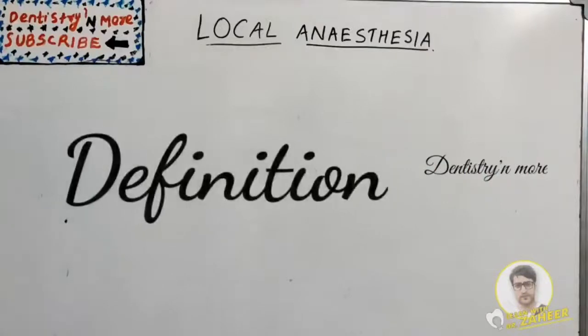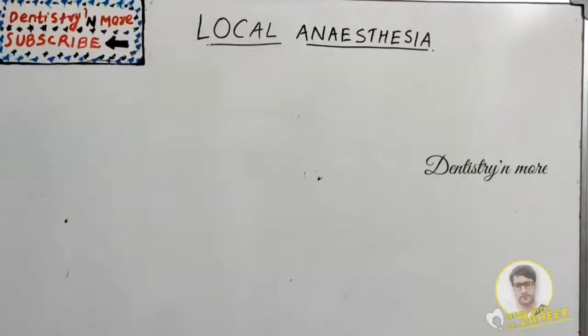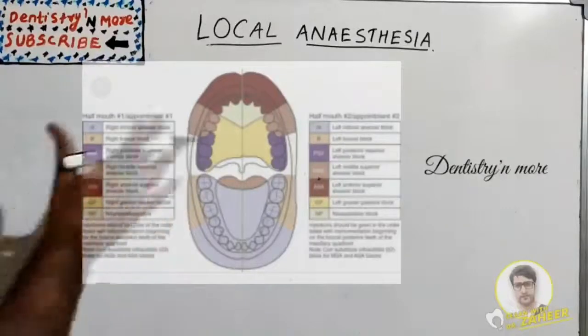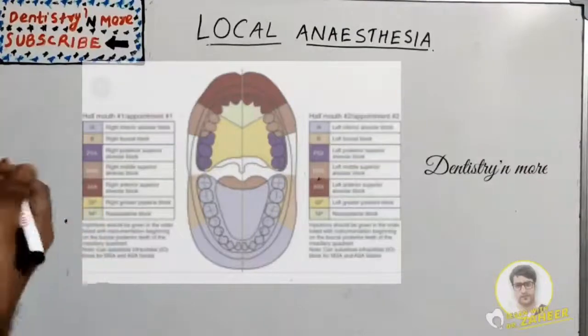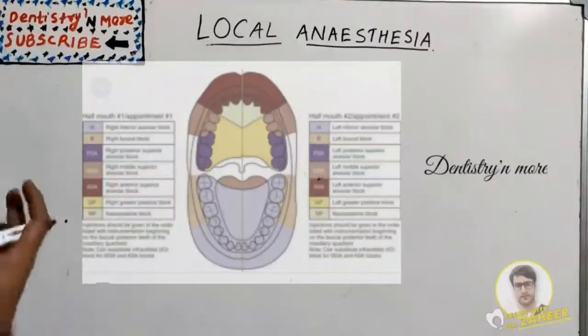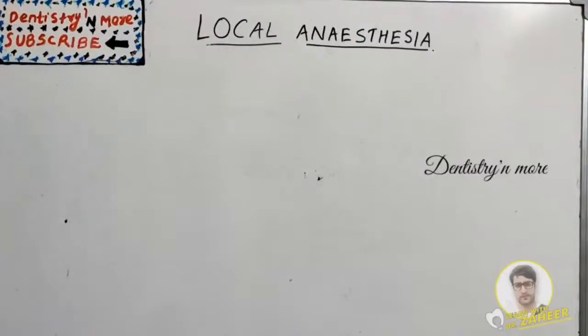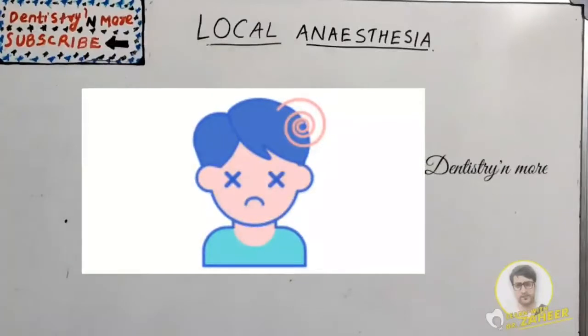The loss of sensation in a circumscribed area of the body caused by depression of excitation in nerve endings or an inhibition of the conduction process in peripheral nerves. So it is going to act on the nerves, either on the nerve endings or the conduction process. Either it depresses the excitation of nerve endings or it inhibits the conduction process in peripheral nerves. That is how it is creating the anesthesia. So it is a loss of sensation without inducing loss of consciousness. There is no loss of consciousness like general anesthesia.